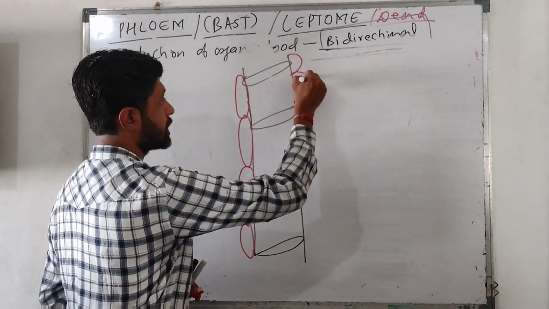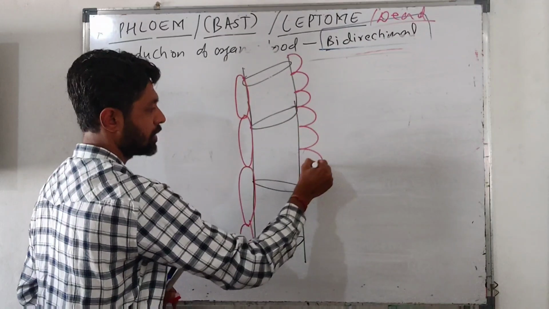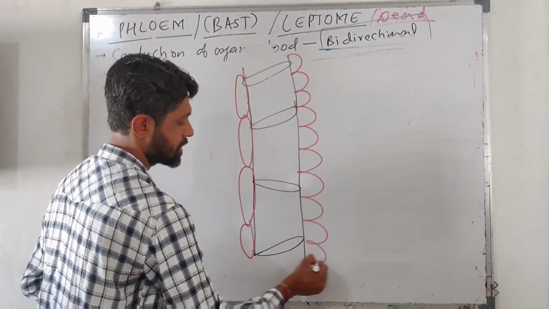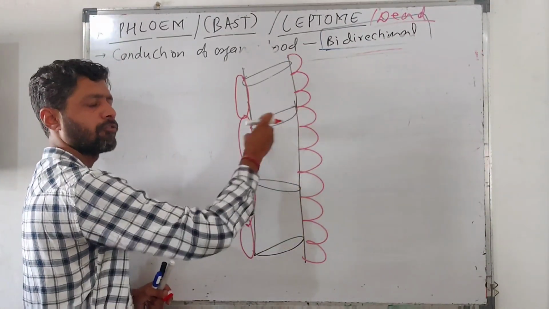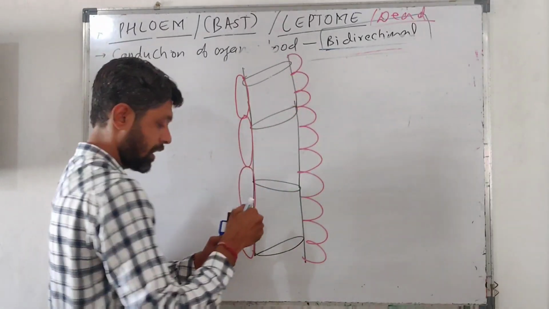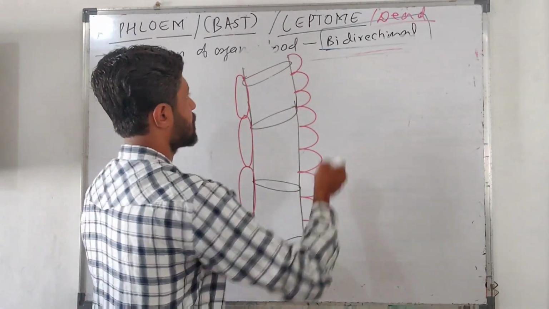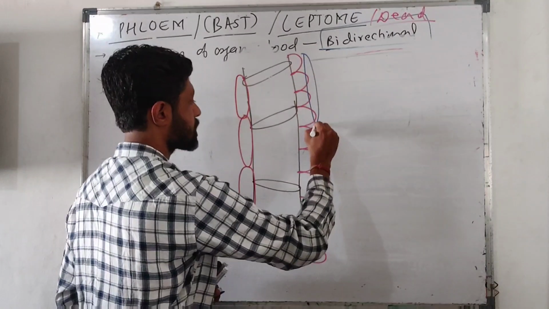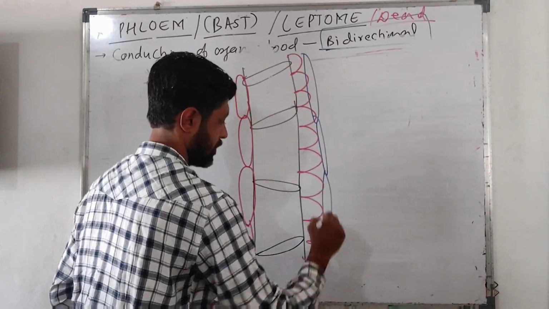And here on this side, suppose these are your parenchyma cells. These parenchyma cells will be intermingled somewhere. And here there is a presence of your phloem sclerenchyma, like this.